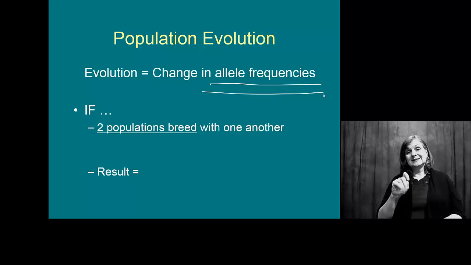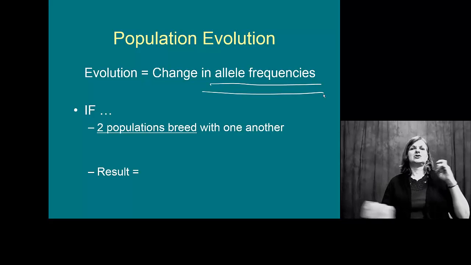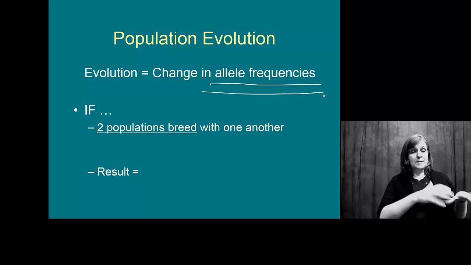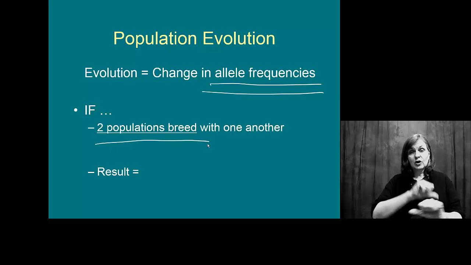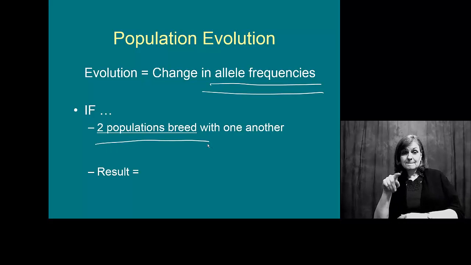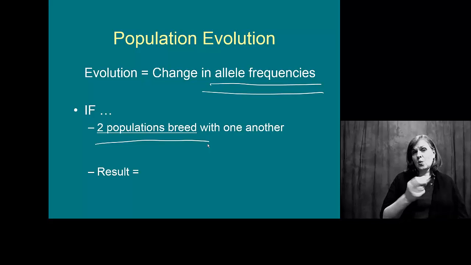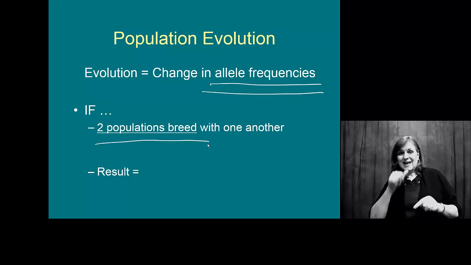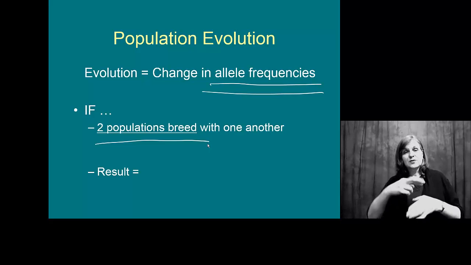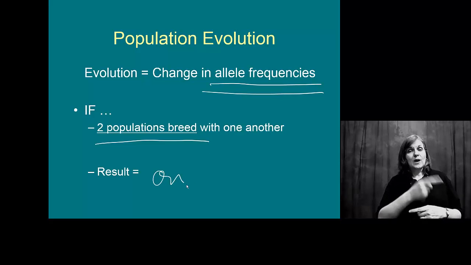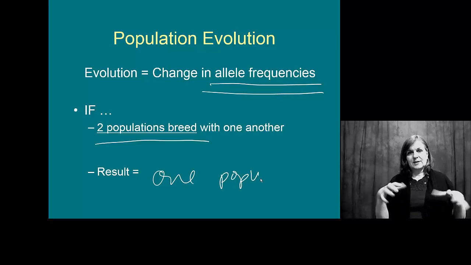So in order to have a change in allele frequencies, you have to have a significant change in the population, right? If two populations breed with one another, if you could find a mate in Ohio, really, you're not looking at two different species, right? So the result is it stays one population or one species.